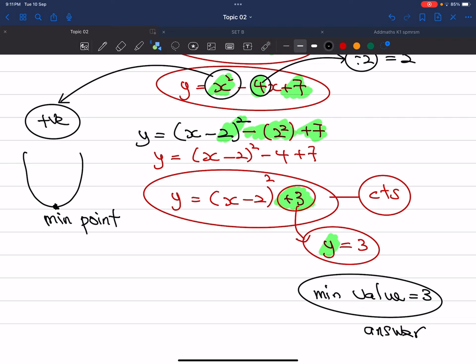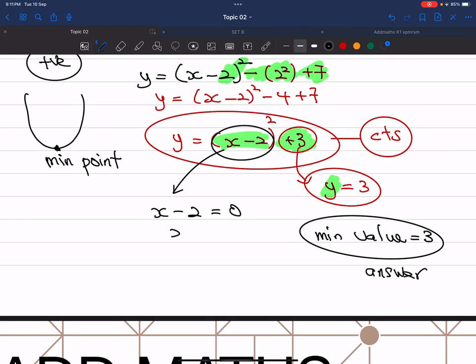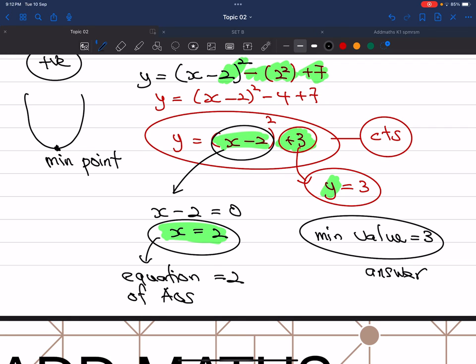Okay. Now to get the x coordinate, go inside the brackets, which is x minus 2, make it 0. x minus 2 equals 0, and you will get your x coordinate. If you remember, just now I said the x coordinate is the equation of axis of symmetry. So now, the equation of axis of symmetry is x equals 2. Our second answer.